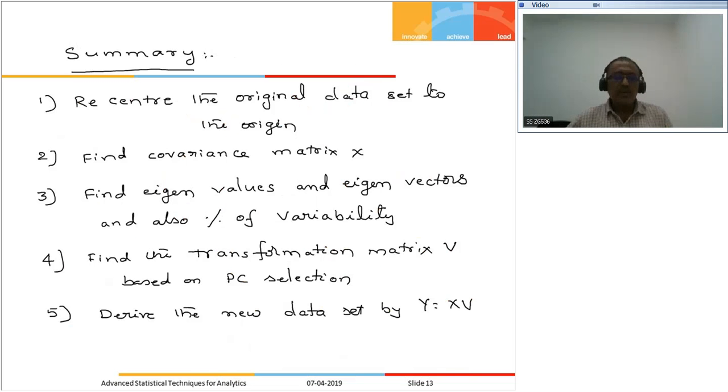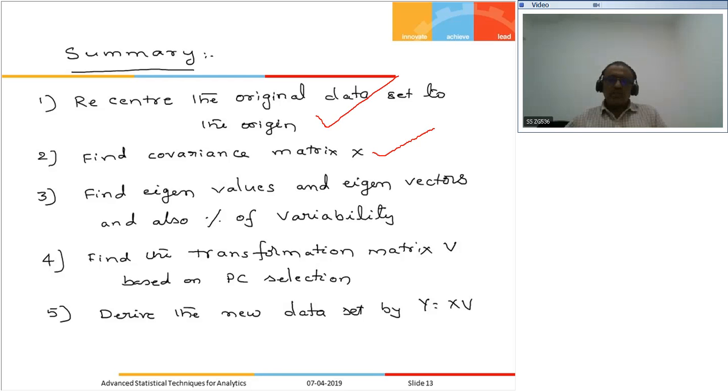The final summary is: when we implement or solve a problem, what are the steps involved? One is x bar and y bar, and we have to recenter, where we did x minus x bar and y minus y bar. Next we have to find the covariance matrix.